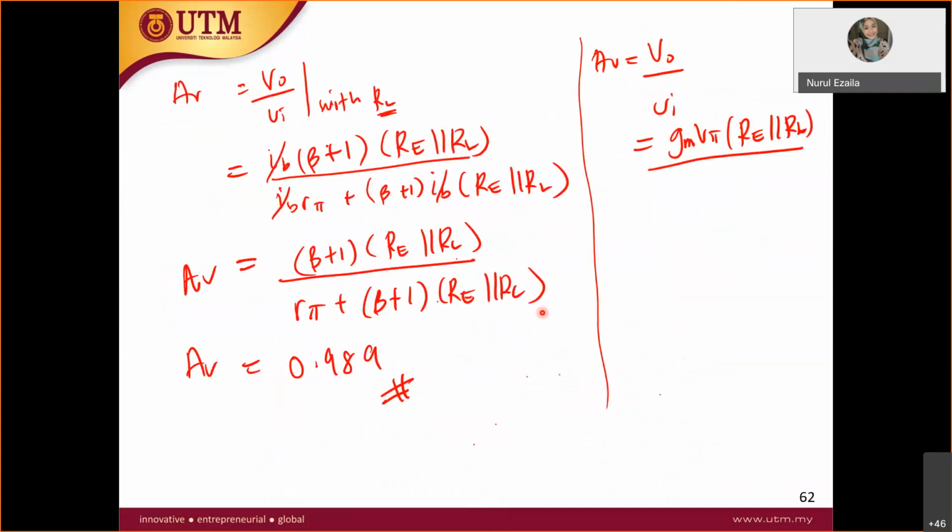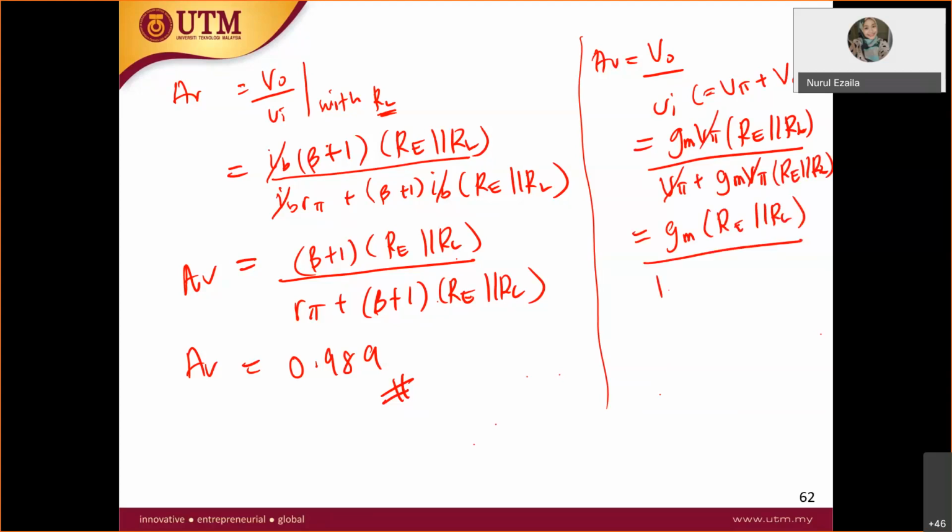It's the same thing. So V in here is equal to V pi plus V E, or V out. Therefore, V pi here and V out is the same thing as the bottom one over here, which is gm V pi times RE parallel with RL. You can cancel out the gm. Here you will get gm RE parallel with RL over 1 plus gm RE parallel with RL. If you do the calculation, you will get almost the same answer, 0.9 something.